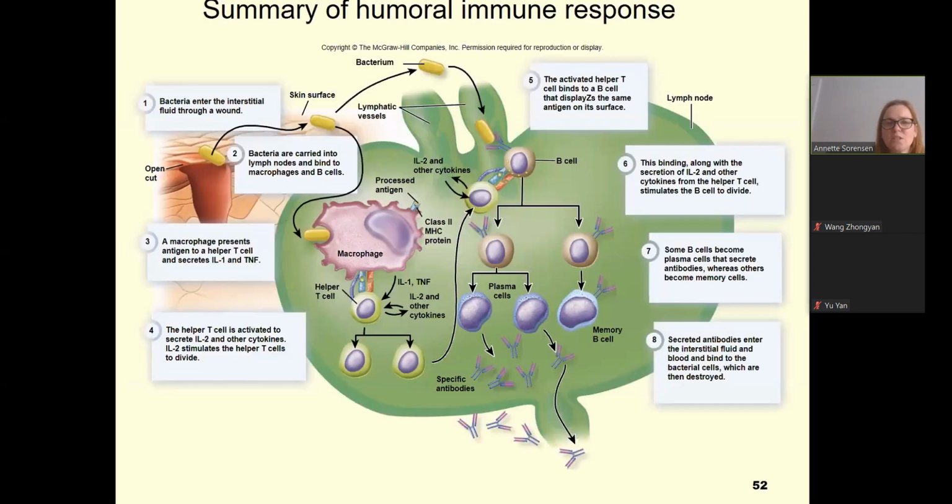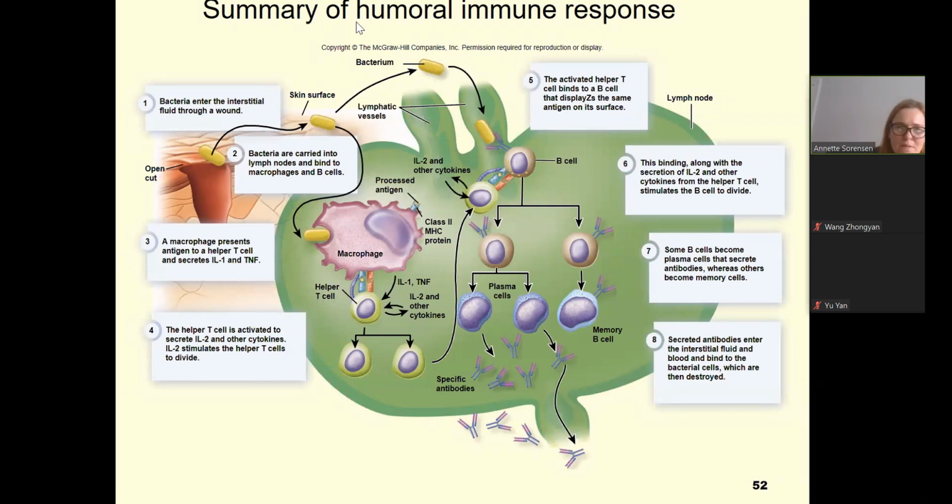Okay, so here is a summary of the humoral immune response. So it's now putting everything together. Again, let's take an example. We've got a bacteria which enters the intestinal fluid through a wound. That's what you're seeing up here. That bacteria is then carried into the lymph node. And in the lymph node, it binds to macrophages and B cells.